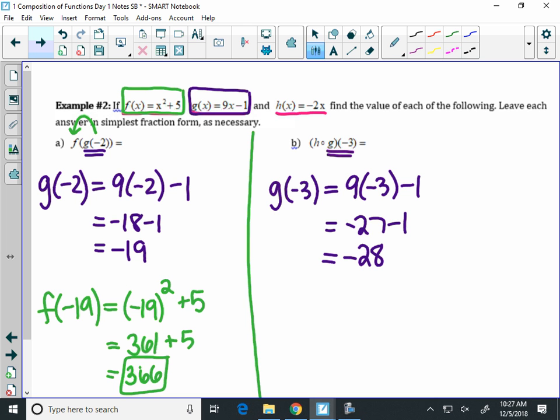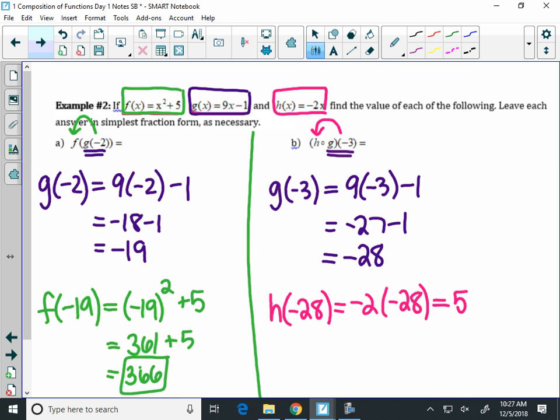I'm going to take that negative 28 now and put it into the function on the left, which here is h. So that negative 28 goes into the function of h, and you're going to have negative 2 times negative 28. Take that and put it into your calculator. You're going to get 56, and 56 is the value of the composition.